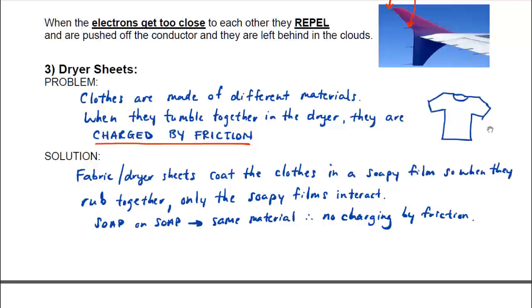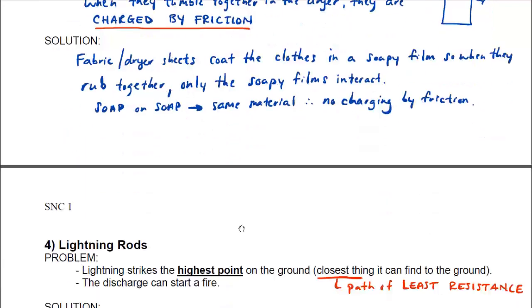rubs all of the material the same amount, so that as the t-shirt rubs against another t-shirt or rubs against a sock or whatever, really what you end up having is only the soapy film on the outside of all the clothing actually interacts. If it's soap on soap, well, that's the same material. It's not going to steal electrons from another bit of soap, so you get no charging by friction, which means you get no problem with a charge building up, no need to discharge.